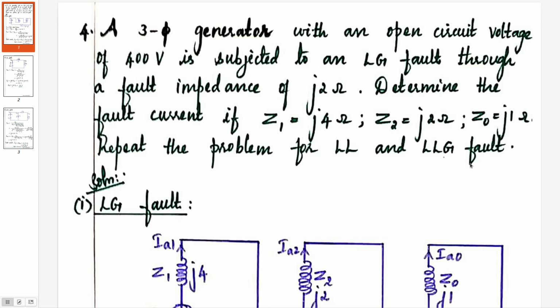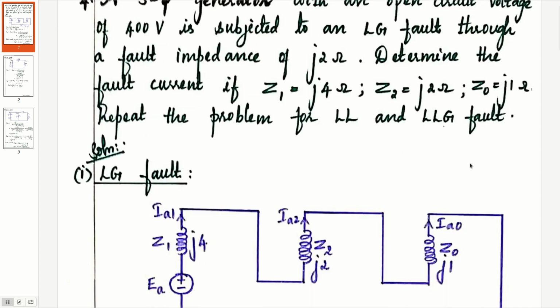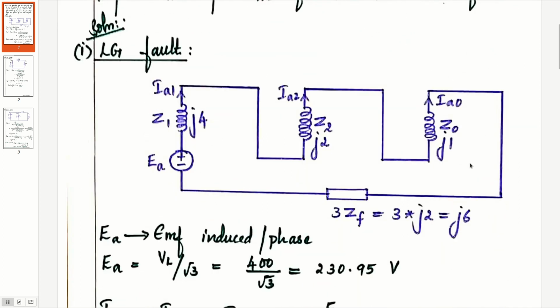Okay. So in this problem, they had given the open circuit voltage as well as fault impedance ZF. And they have asked to calculate only the fault current. Okay. So first let us take LG fault. Let us consider LG fault.